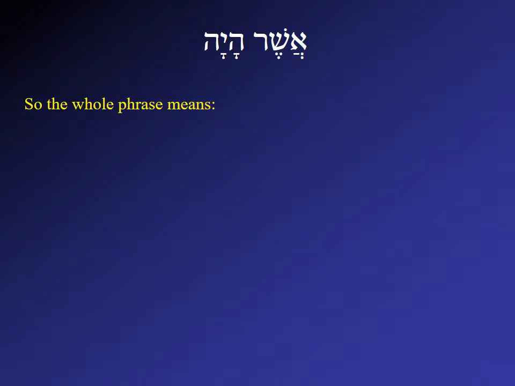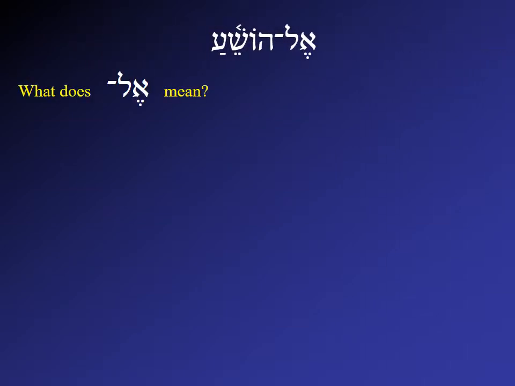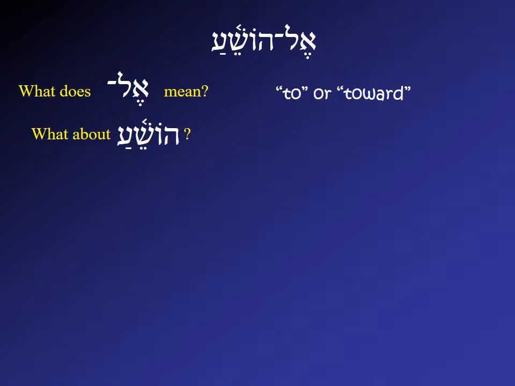So to translate our whole phrase, Asher haya means which was or which happened, or something like that. Alright, so Devar Adonai Asher haya, the word of the Lord which was. And this leaves us with the final phrase, El Hoshea. El is quite familiar to us by now, preposition meaning to or toward. And then Hoshea, simply the proper name of the prophet, Hosea.